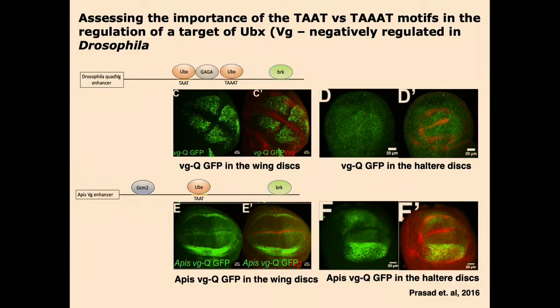Now, if you take just the regulatory region of this gene and put it with a reporter gene like GFP, GFP is expressed in the developing wing but not in the developing halter, because the halter is not a wing, and UBX is required to suppress this expression. But then you take the regulatory element of the same gene, put it along with the GFP reporter gene, and take it from the Apis genome, the honeybee genome.